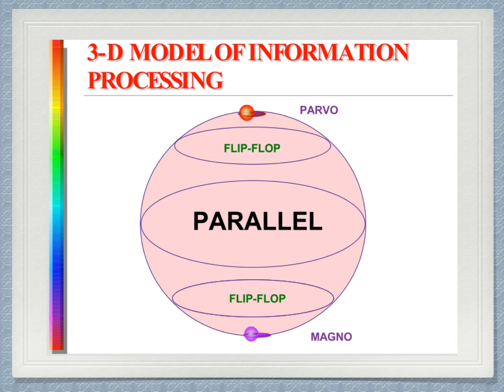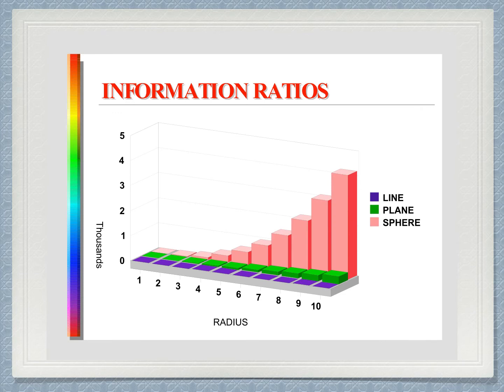Here is a 3D model of the information processing showing that parallel processing is a sphere, flip-flop is a plane, 2 dimensions, and the magno and parvo are lines. And when we relate that to how much information that we can access to process per unit time, we see that a parallel processor has a vast amount more information being able to be processed per unit time than either a line, which is magno or parvo, or a plane, which is 2 dimensions. The sphere is the parallel processing.